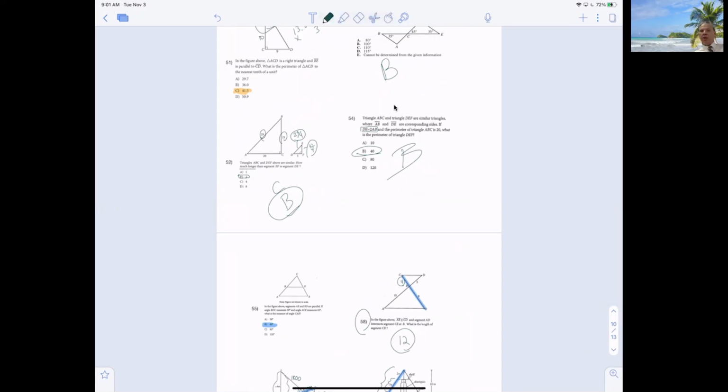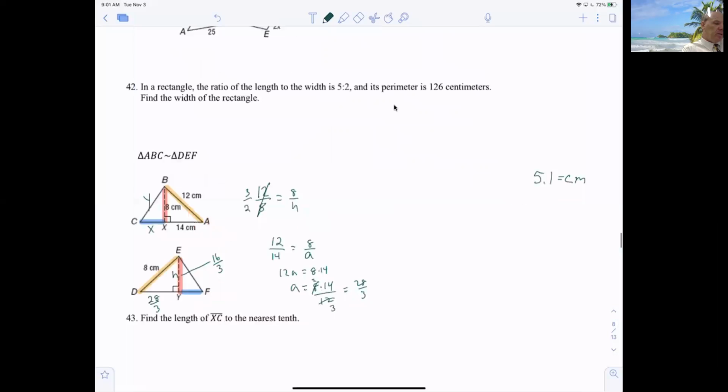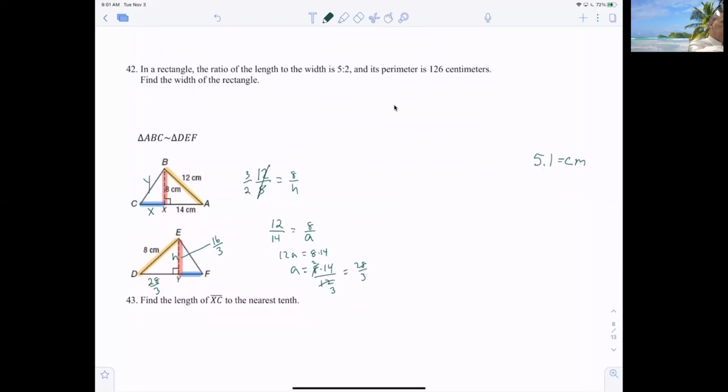Good job, good job. All right, honestly, I went back and looked at that problem. I think what they made a mistake on is they didn't tell you it was a right triangle, ABC. I don't think it's possible.